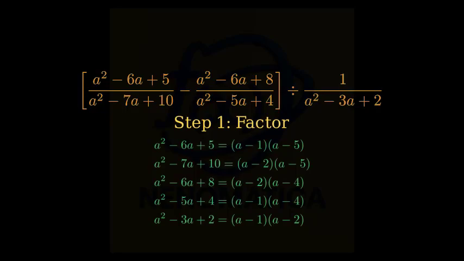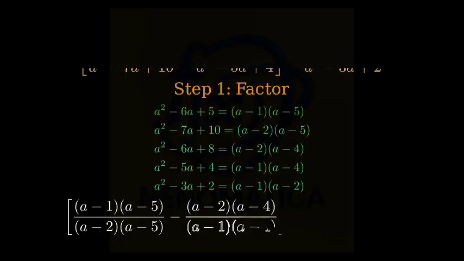A squared minus 6a plus 8 equals (a minus 2) times (a minus 4). A squared minus 5a plus 4 equals (a minus 1) times (a minus 4). A squared minus 3a plus 2 equals (a minus 1) times (a minus 2). Now, we rewrite the entire expression using these factorizations.